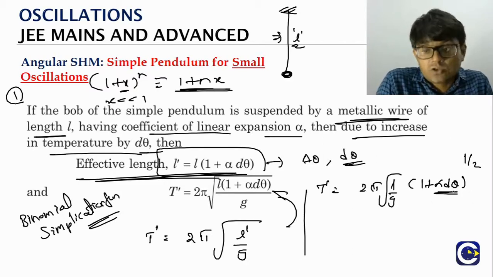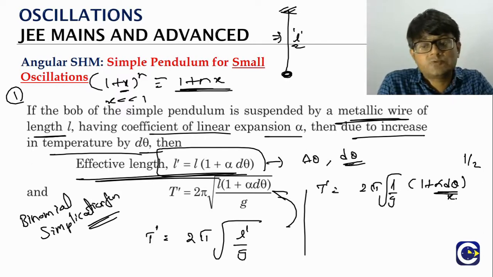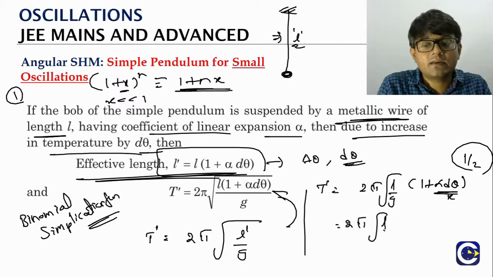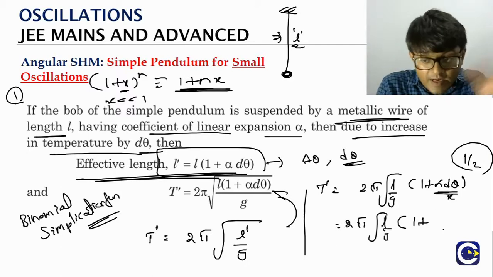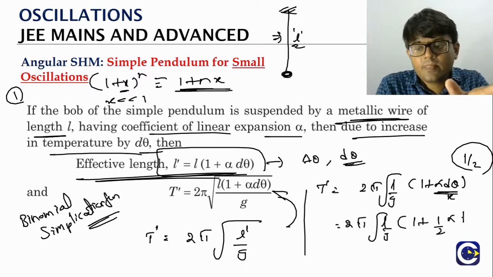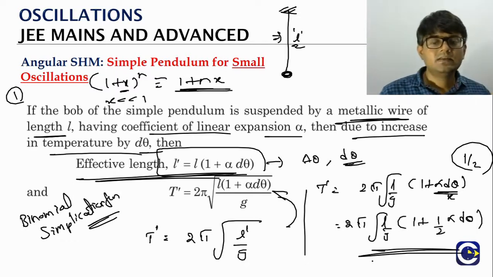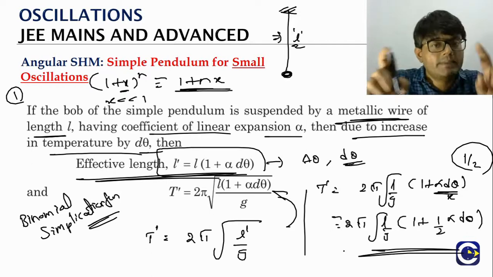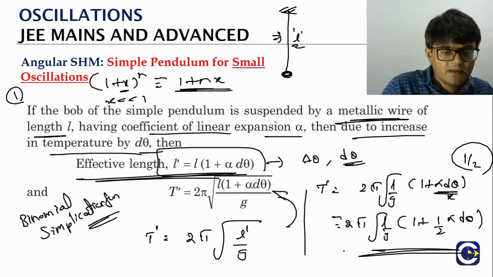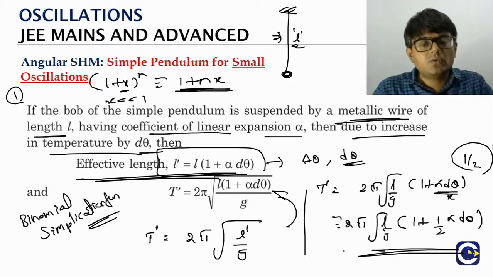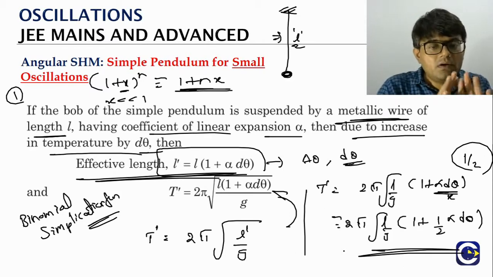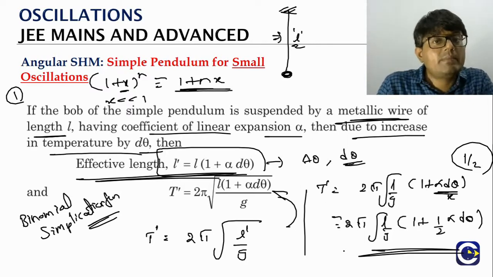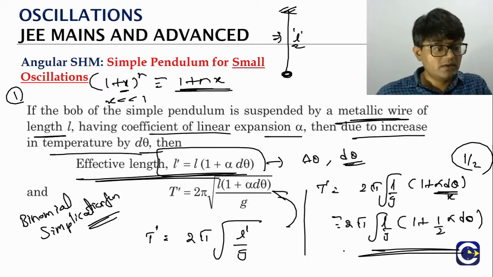If the temperature change is also small, then we can compare it with this (1 + x) whole power n. This x is very small. n is half. Then using binomial simplification, we can write 2 pi root L by g into (1 + nx), where n is half. This is approximate, by using the binomial simplification. So this T dash is equal to 2 pi root L dash by g, which is the actual period formula. But we can even simplify it further by using the binomial simplification. This is one modification.